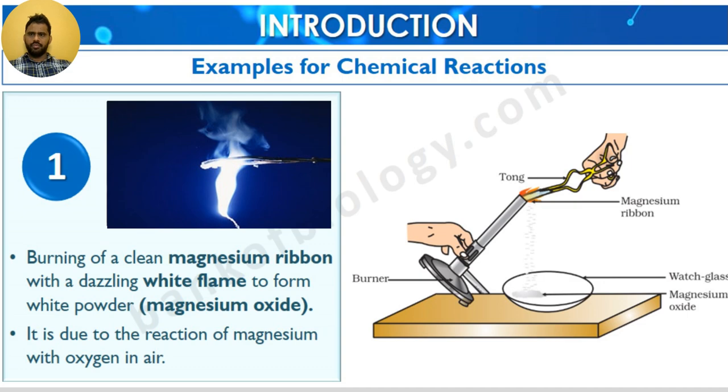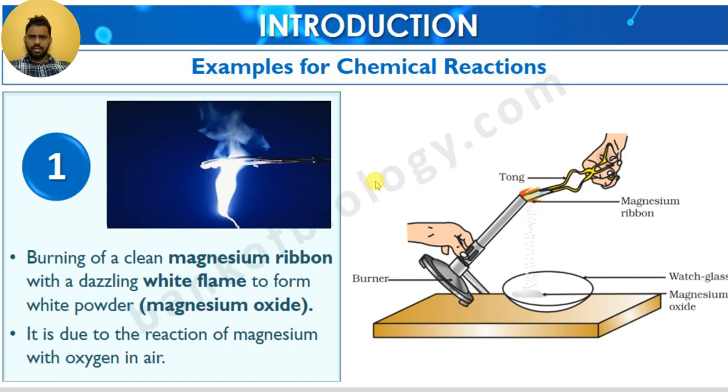Now let us move forward and understand different chemical reactions, and understand how we know that a chemical reaction has taken place. What are the physical symptoms? First of all, we try to understand the reaction of a magnesium ribbon. A white magnesium ribbon has been taken and held by tongs, and we use a burner to burn the magnesium ribbon.